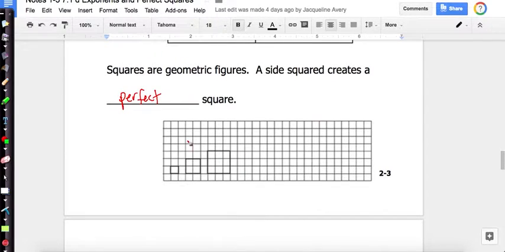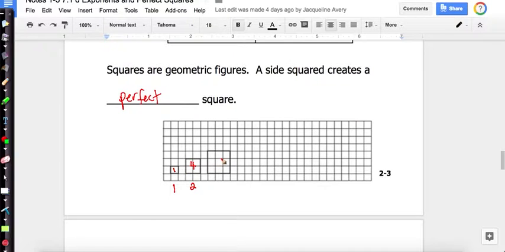So for example here, each side is 1. The area of this square is 1, so the square root of 1 is 1. Now this one, and we can put a 1 here, has an area of 4, so the square root of 4 is 2, because each side has a length of 2. So look, 1, 2 boxes.